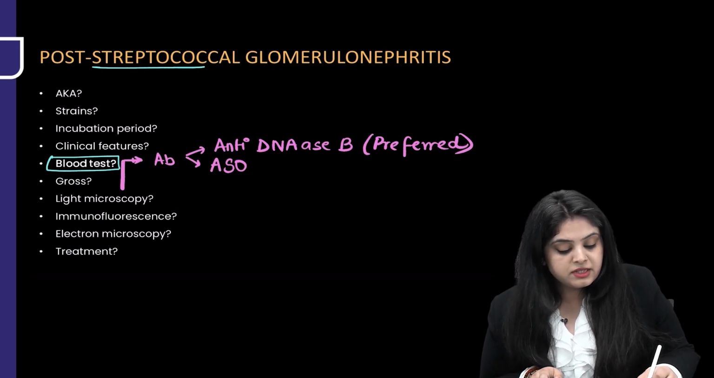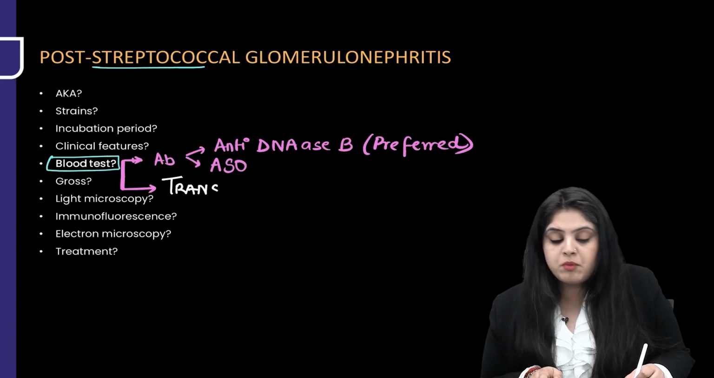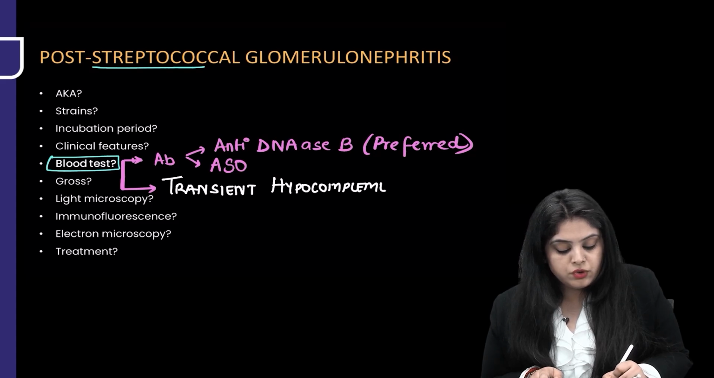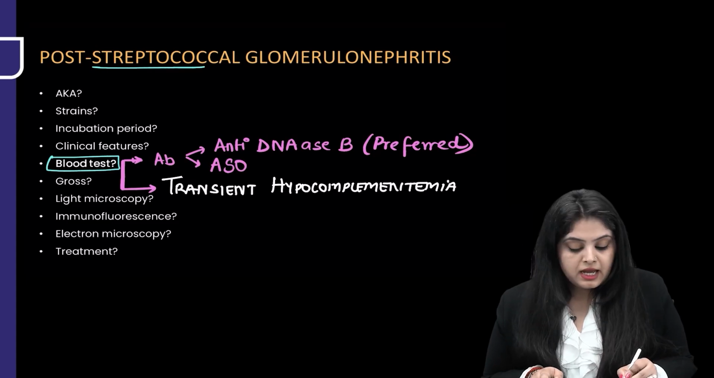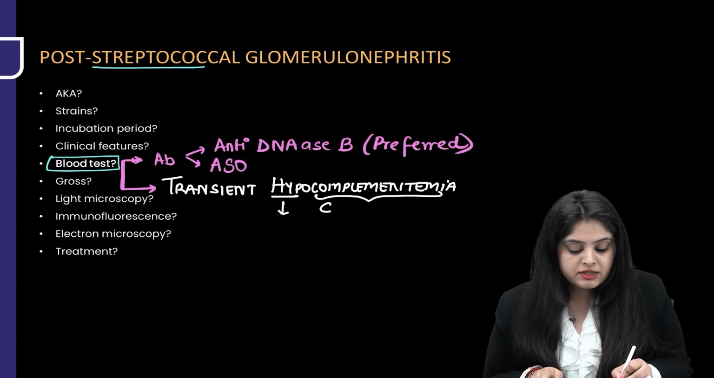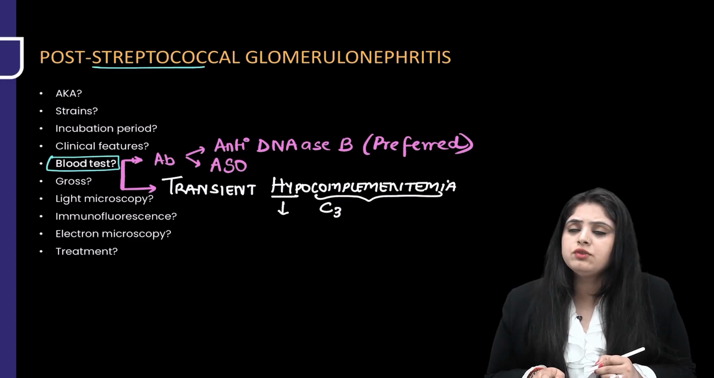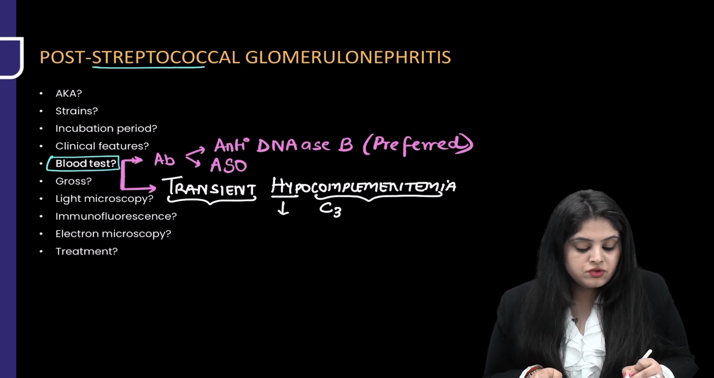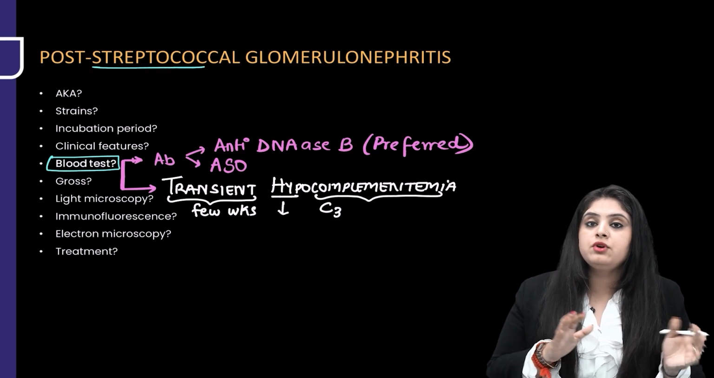What is the second blood test you'll do? Remember, these patients show you a very, very, very important concept called transient hypocomplementemia, which means hypo means less, complement proteins are going to be decreased, especially C3 is decreased. All of them go down, especially C3 is decreased, and this happens very transiently, only for a few weeks. After that, they will automatically come back to normal.